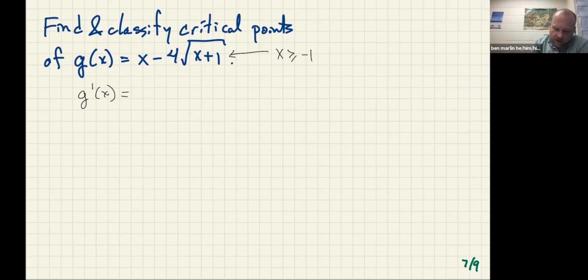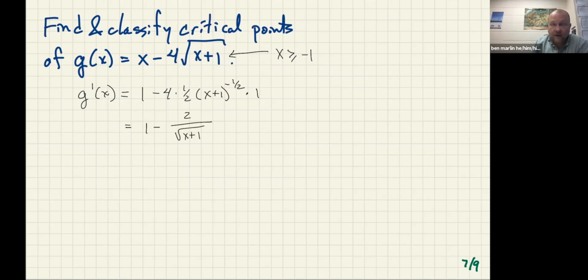All right, g prime will have 1 minus 4 times. That square root is really a 1/2 power. So 1/2 of x plus 1 to the minus 1/2 power. And then the chain rule says we have to take the derivative of what's inside, but that's just 1. So this is equal to 1 minus 2 times 1 over the square root. It makes more sense to put that as 2 over the square root of x plus 1.